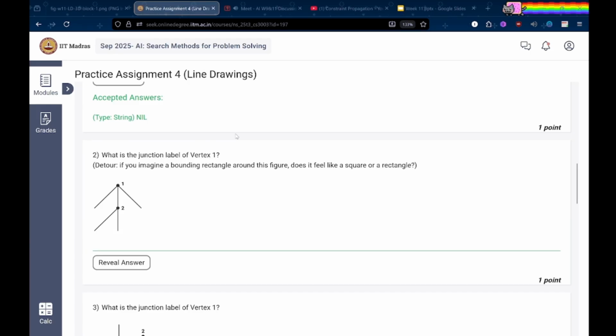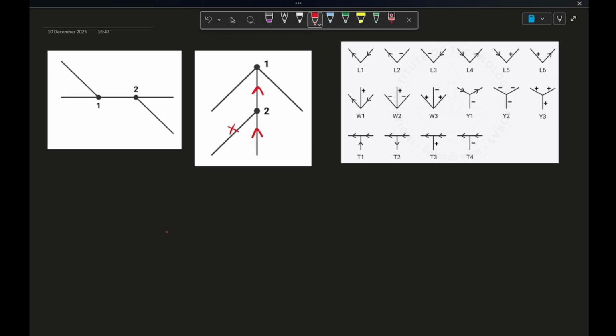Is nil also the answer for this? We can check the suggestion answer. Yeah, the answer is nil. And my logic is also nil. My logic is this. See, this is unanimously a T junction, this is unanimously a double junction, right? Now, T junctions have something in common, that all of those have this arrow, and the arrows need to be pointing in only.